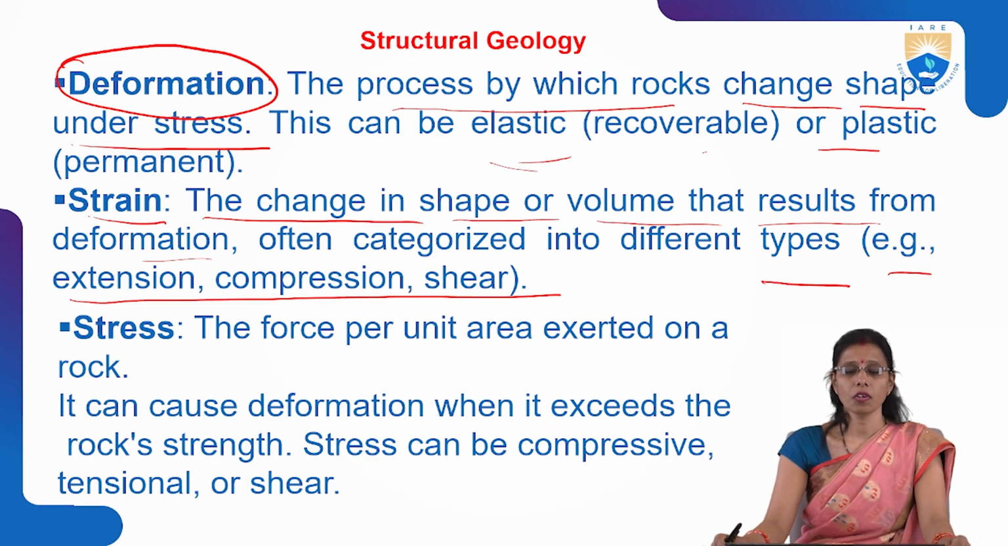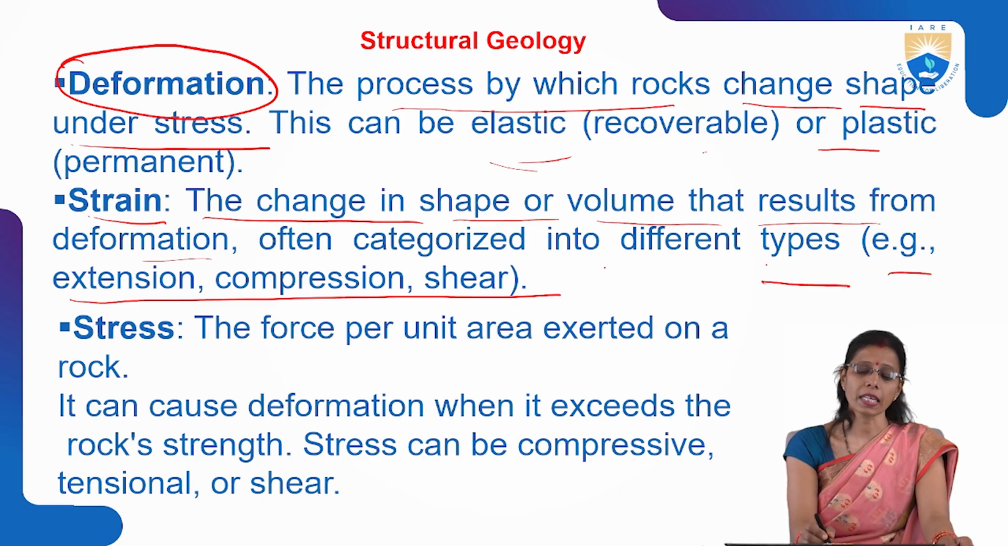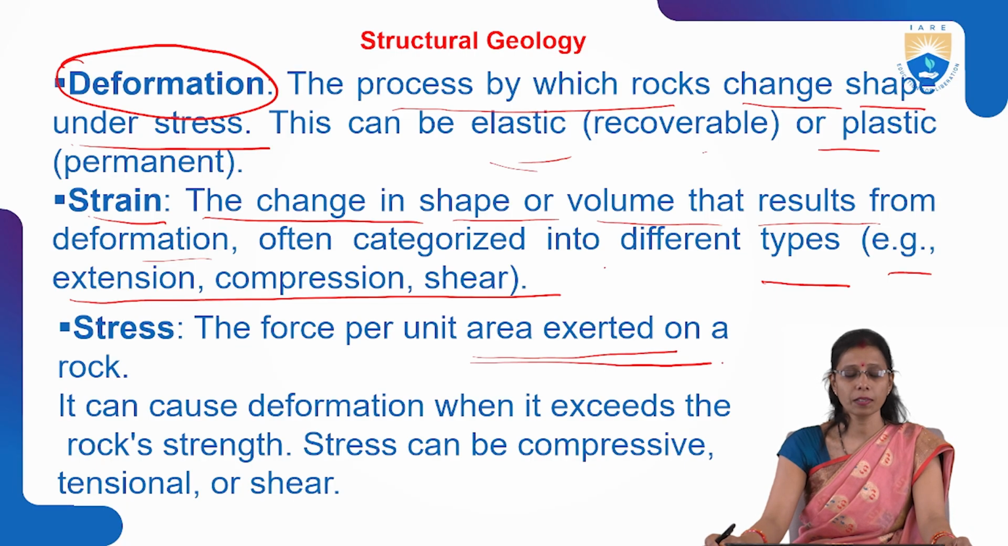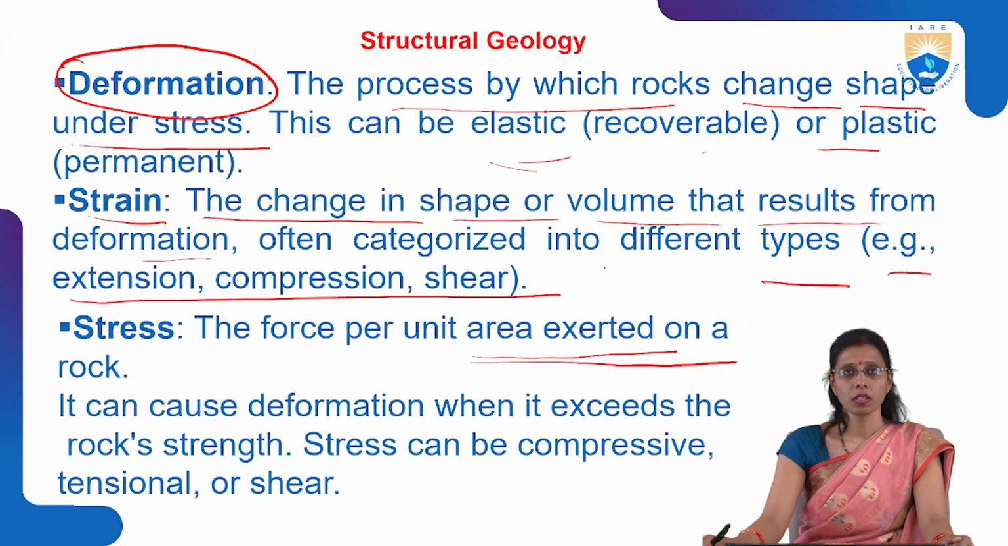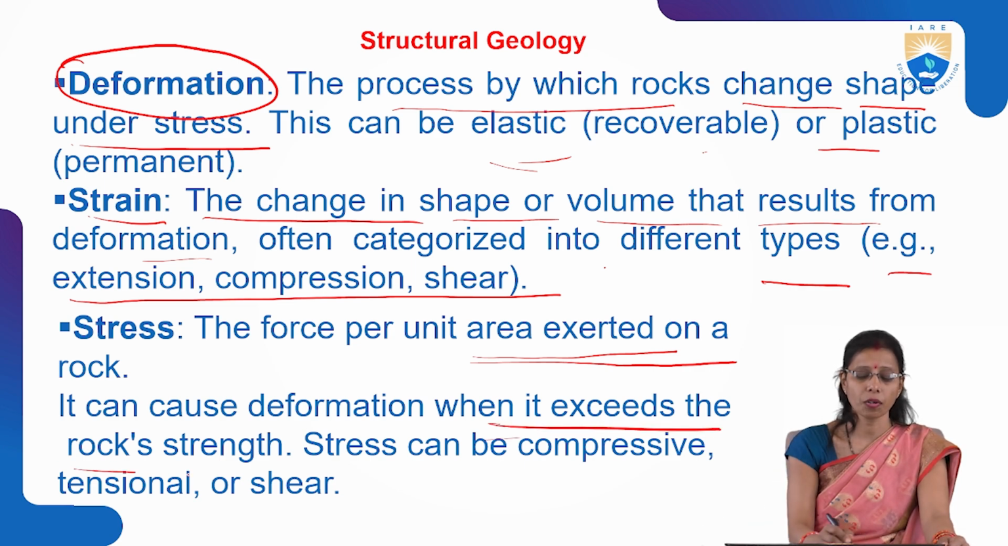So it's a shape or volume that results from the deformation, often categorized into different types of extension, compression, or shear. And stress is the force per unit area exerted. What is the stress here? The force per unit area exerted on the rock. So per unit area, how much force is applied or exerted on the rock, it can cause deformation.